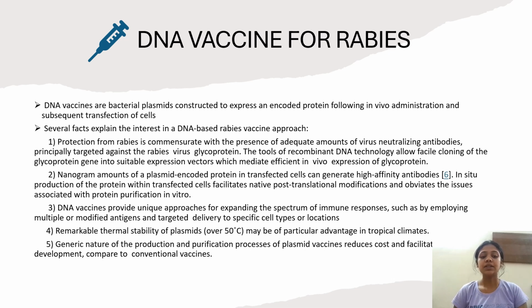Remarkable thermal stability of plasmids over 50 degrees Celsius may be particularly advantageous in tropical climates. The fifth one is that the generic nature of the production and purification process of plasmid vaccines reduces cost and facilitates development compared to conventional vaccines.